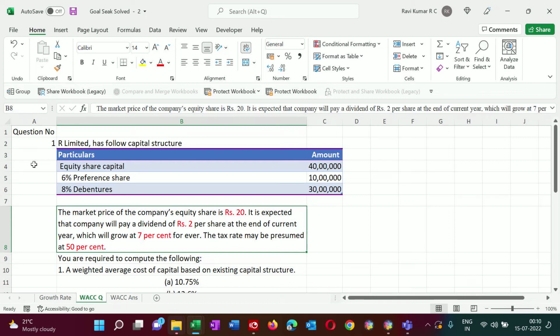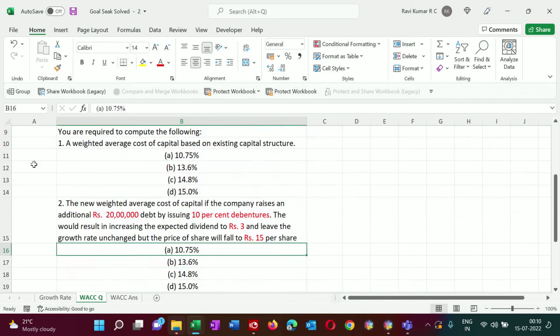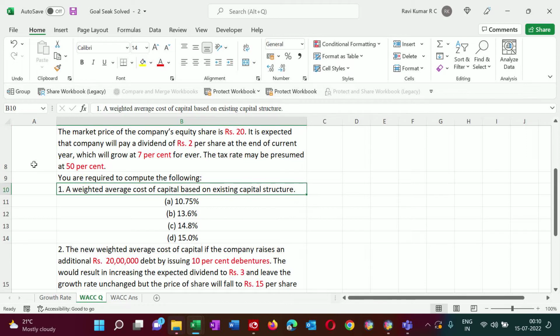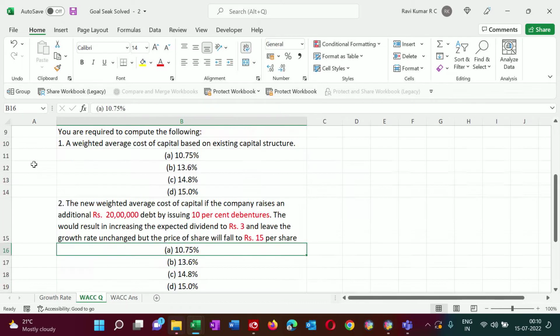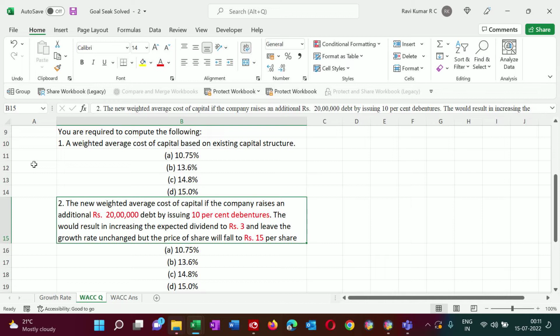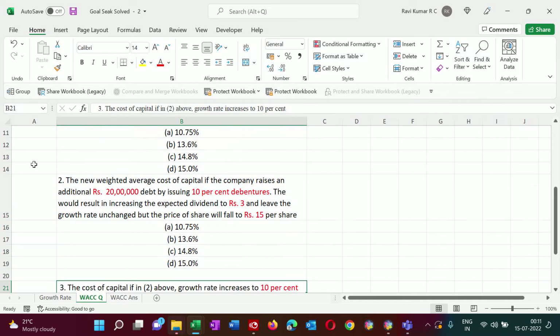So they've given four pieces of information and they're asking three questions. What is question number one? Question number one is, what is the weighted average cost of capital based on the existing scenario? Then the next question is, if an additional 20 lakh debt has been taken by the company at 10%, then the expected dividend will increase to 3 rupees and the price of the share will fall to 15 rupees. What will be the weighted average cost of capital? That is the next question.